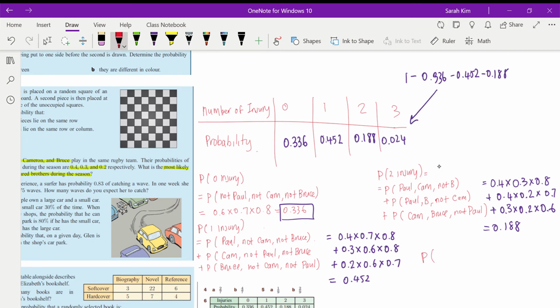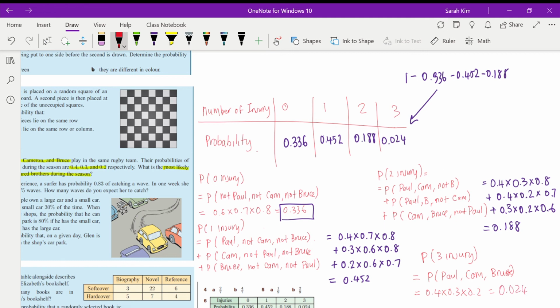So the probability of 3 injuries is the probability of Paul injured, Cam injured, and Bruce injured. So that would be 0.4 times 0.3 times 0.2. That's it. Chuck it in your calculator. Now I get 0.024. Great.